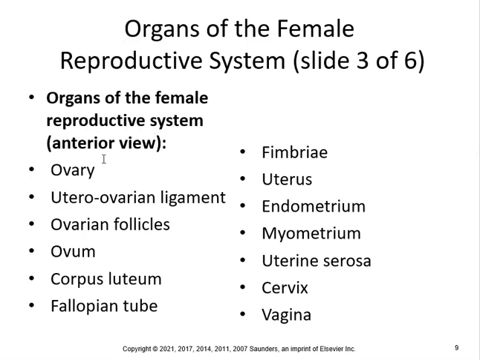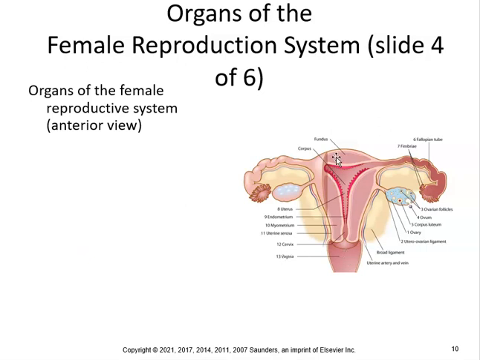Organs of the female reproductive system: you have the uterine tubes, the utero-ovarian ligaments, ovarian follicles, the ovum, the corpus luteum, fallopian tube, fimbria, uterus, endometrium, myometrium, uterine serosa, cervix, and the vagina. So if you look at this, here's the fundus, here's the corpus, here's the little fimbria, here's your ovaries. Again, you have two ovaries. Here's the corpus luteum. Here's the little ovum that gets expelled every 28 days. The fimbria, with its little ciliary projections, will bring it into the fallopian tube and it makes its way. Usually, if there's sperm present, they'll fertilize.